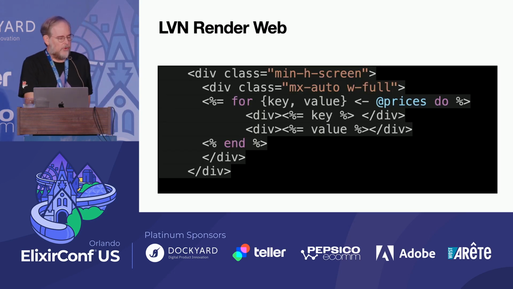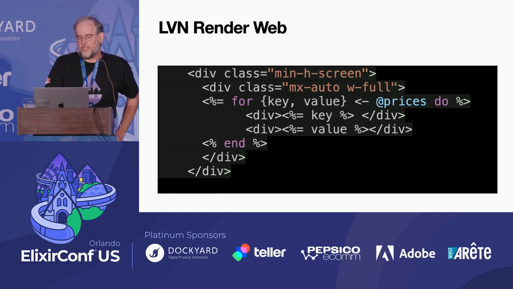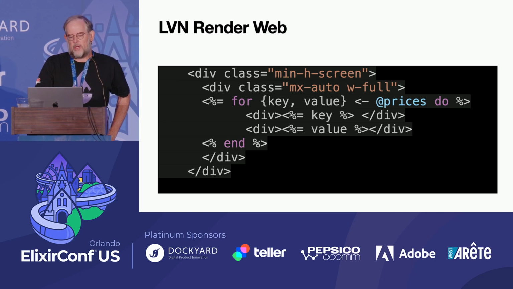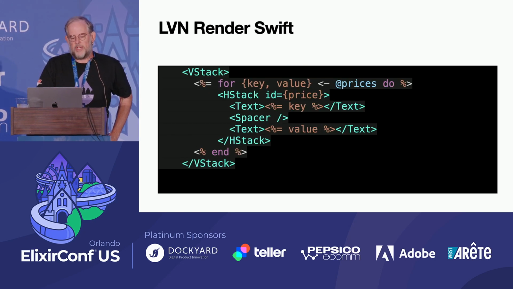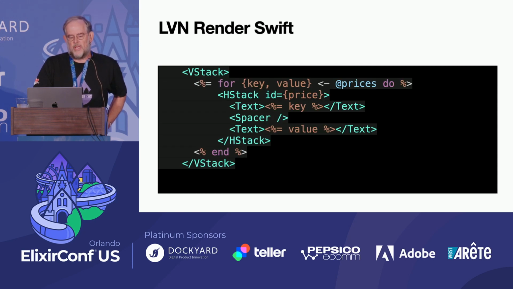So as we've seen before, we have the LiveView render web. It looks just like any old LiveView. So if we look at the comparison, here's what we did for rendering in Swift. So we basically go from divs to VStacks, HStacks, text and spacers.